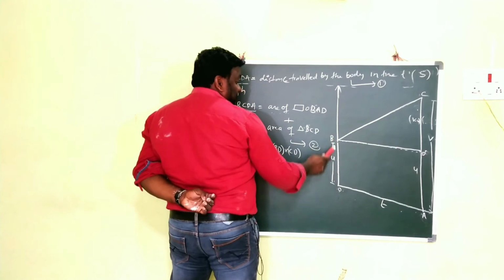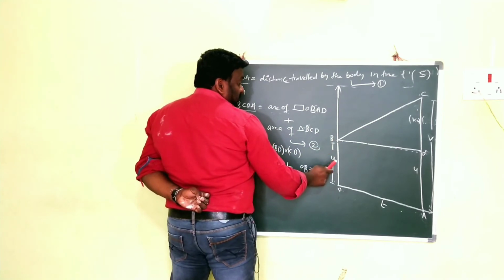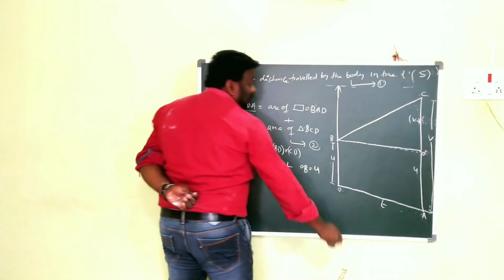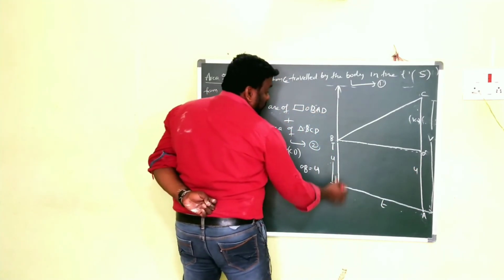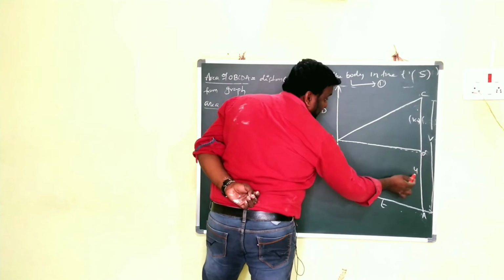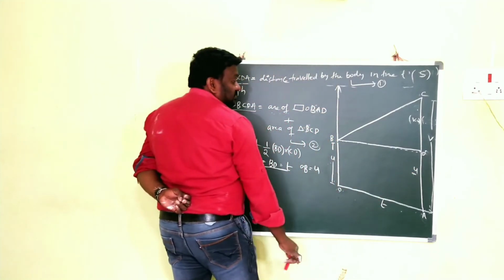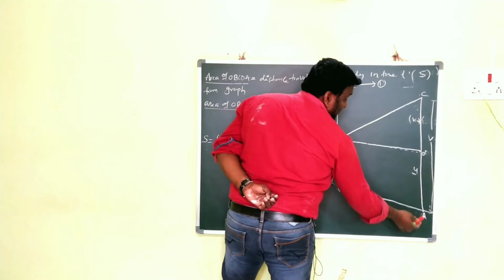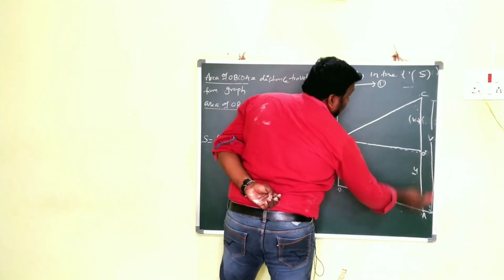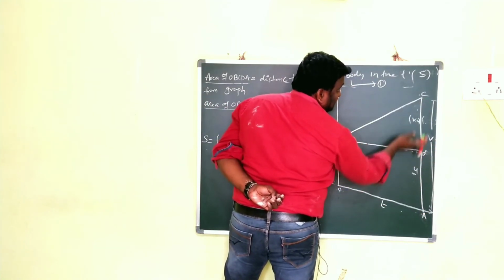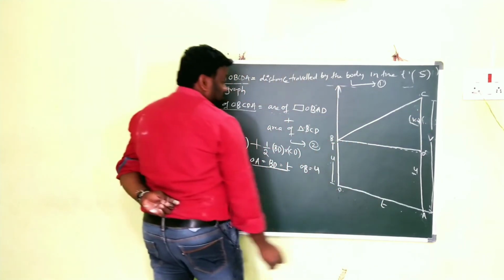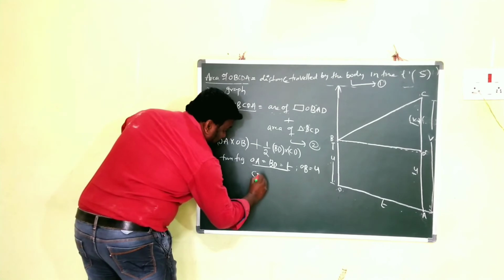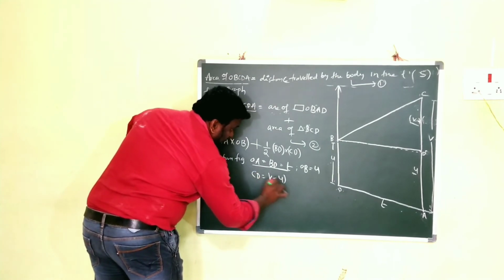Here OB is U. Clear? So in a rectangle, OB is equal to AD. Opposite sides are equal. That's why OB is equal to AD, that is U. Here A to D is U, and A to C is V. Then CD means what? V minus U. So that's why here I am writing in the figure CD is equal to V minus U.